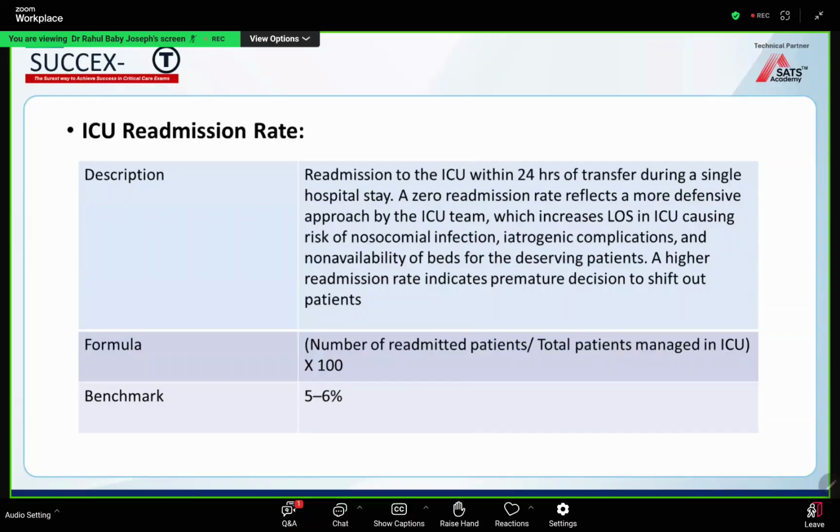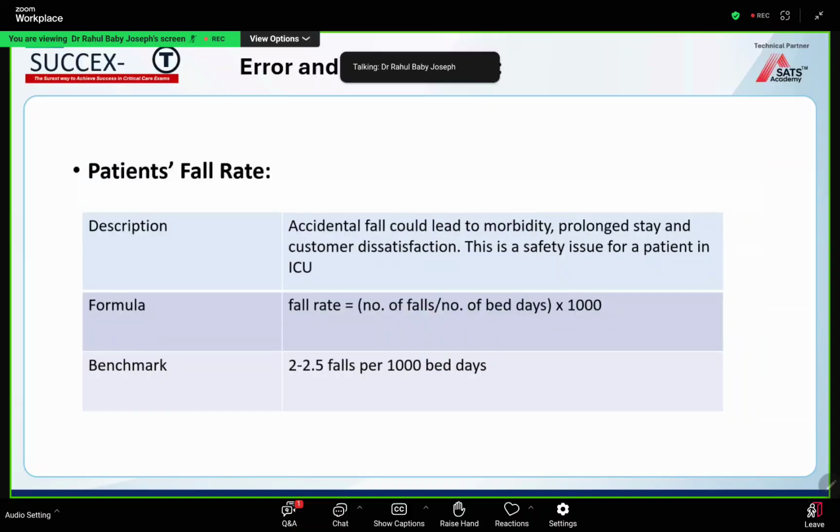ICU readmission rate includes your ICU readmission within 24 hours, and some data says 48 hours. A zero readmission rate reflects a more defensive approach, which increases your length of stay and other complications. A higher readmission rate can indicate premature decision to shift out. So either way, both are probably not good, and you need to have a benchmark of around 5 to 6%, is what is recorded.